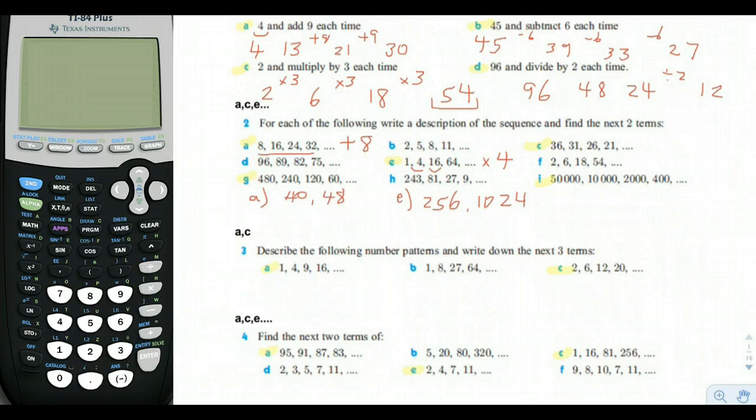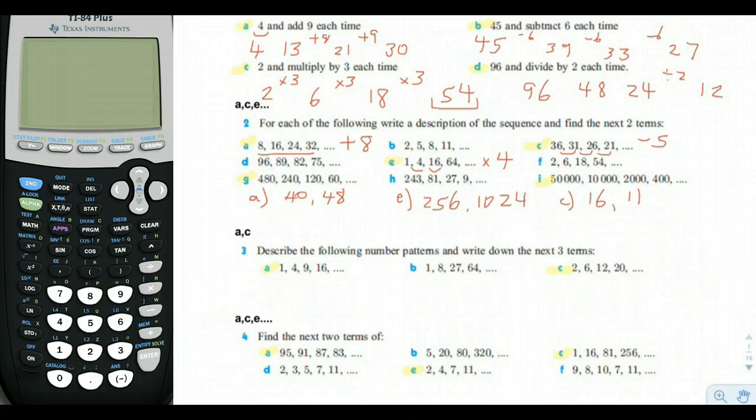Okay. What about C? Let's see, it looks like it's decreasing every step. The first time it's decreasing by 5, next time it's decreasing by 5, next time it's decreasing by 5. Looks like we found the rule, it's minus 5. So the next one would be 16, and the next one after that would be 11.